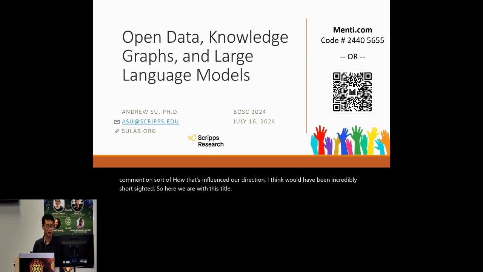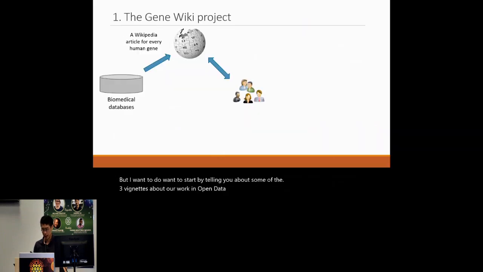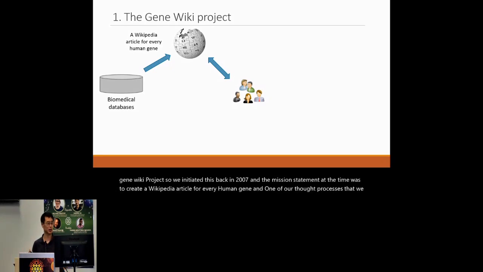But I do want to start by telling you about some of the 3 vignettes about our work in open data and knowledge graphs. And the first one is the GeneWiki project. So we initiated this back in 2007. And the mission statement at the time was to create a Wikipedia article for every human gene. And one of our thought processes was that we could take a lot of the structured data in the biomedical databases we all know and love. We can systematically create Wikipedia articles.